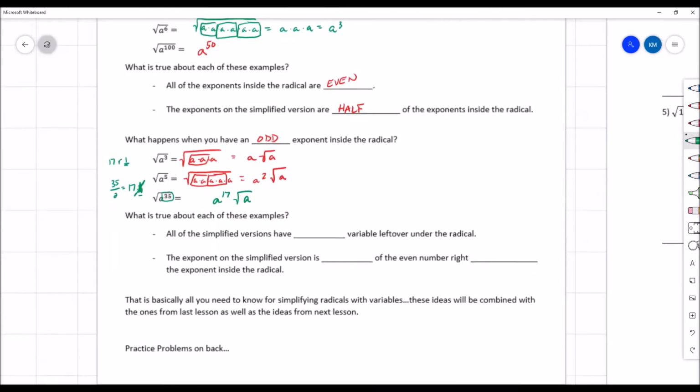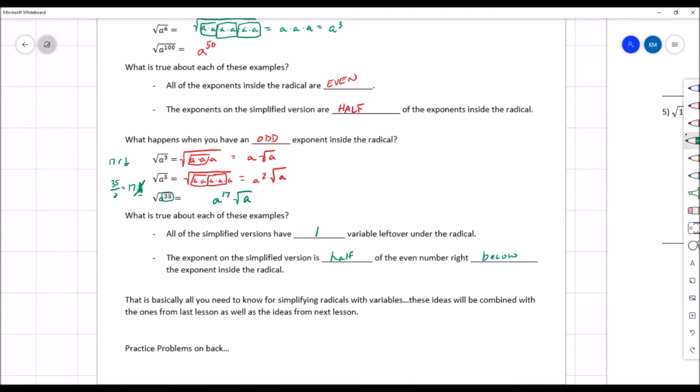So what's true about this? All the simplified versions have 1 variable left over under the radical, and there's never more than 1, because if there were 2, we'd have another pair. If there were 3, we'd have another pair even though we still have 1 left over. So we should never have an exponent underneath our radical when we're done. The exponent on the simplified version is half of the even number right below the exponent inside the radical.